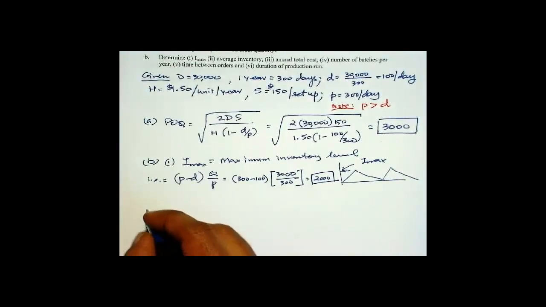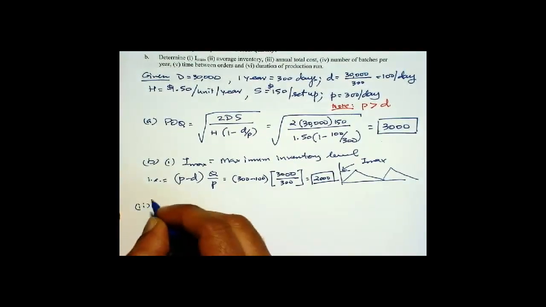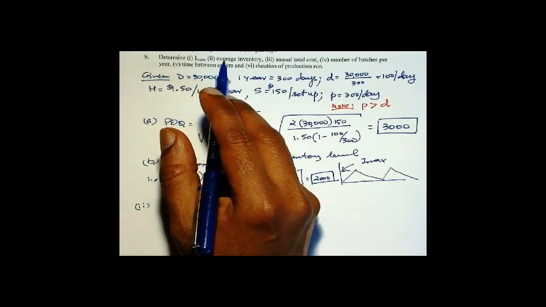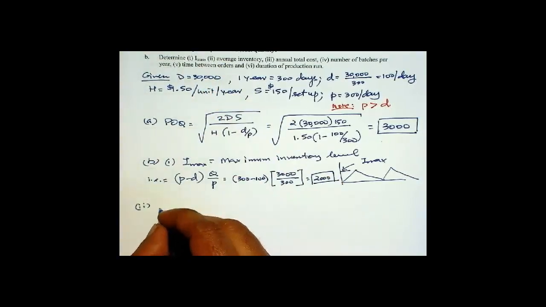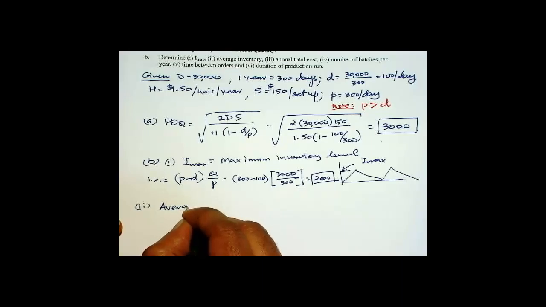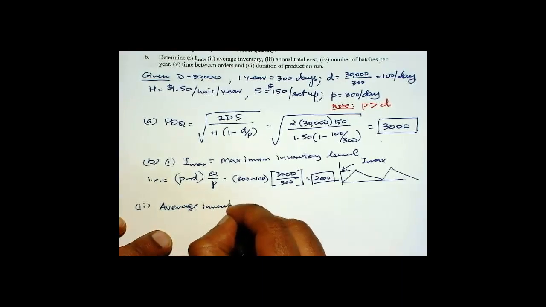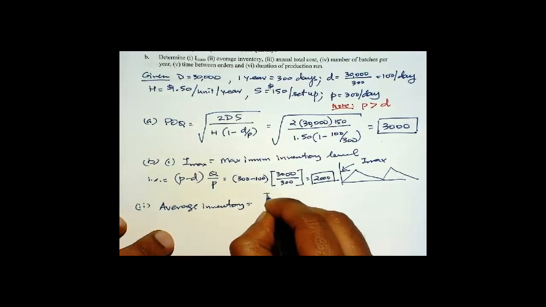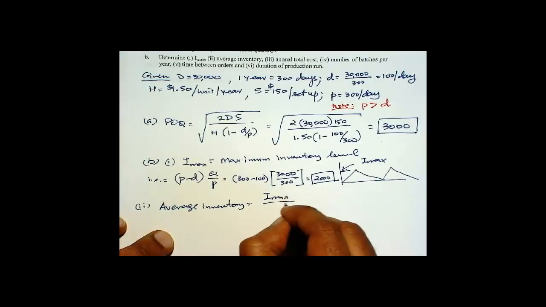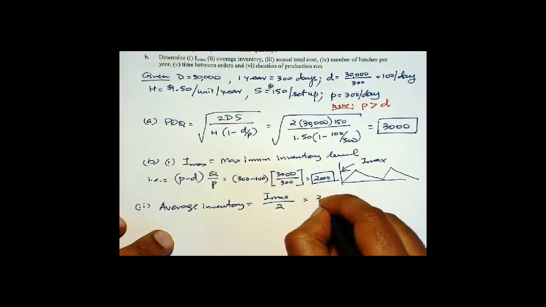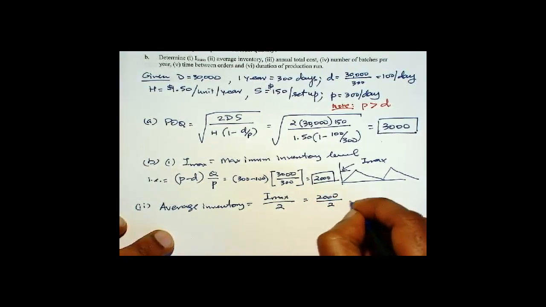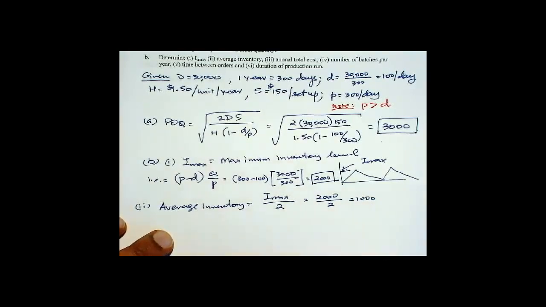Now next is average inventory. So average inventory is I sub max over 2. So that is 2,000 divided by 2, which is 1,000.